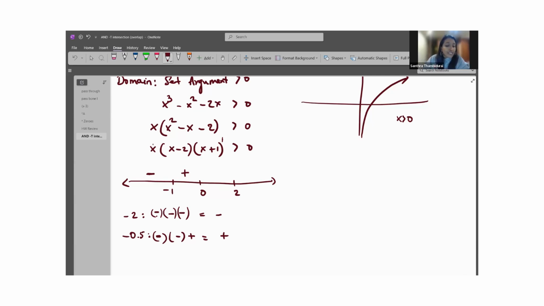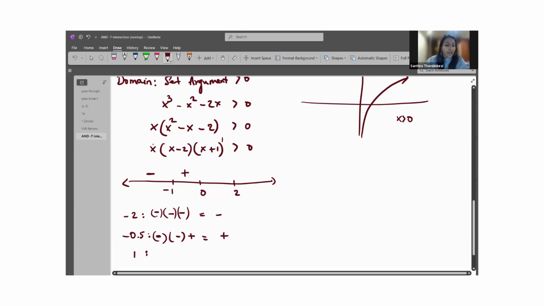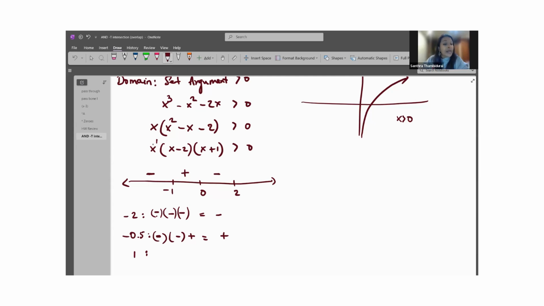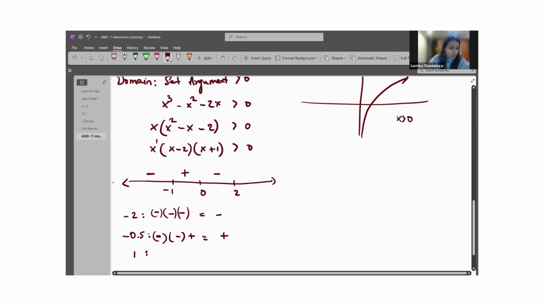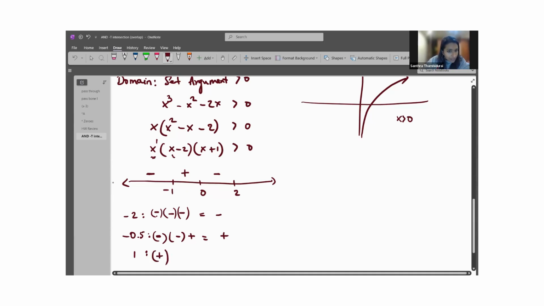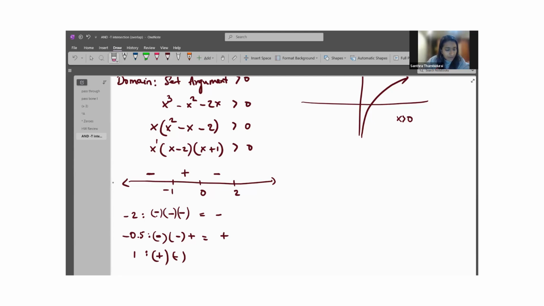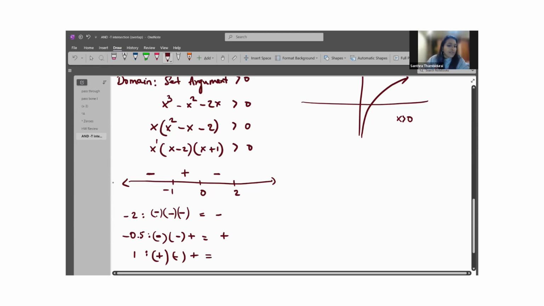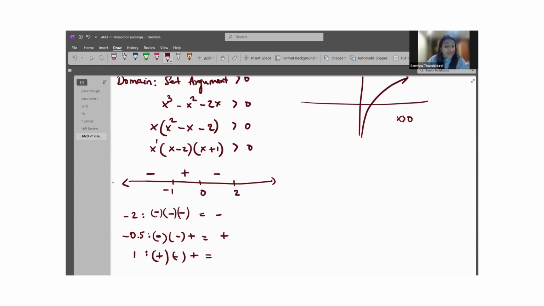Now, plugging in another value. Let's say I'm plugging in 1 here. For x equal to 0, again, the multiplicity is 1, so it's going to pass through. So if this is positive, this must be negative. But again, you can plug in a value between 0 and 2. So let's take 1. If I'm plugging in 1, this is positive. This is 1 minus 2, negative. And this is 1 plus 1, positive. That's going to give me positive times a negative, negative, negative times a positive, negative. So your answer is negative, and I got negative here as well.